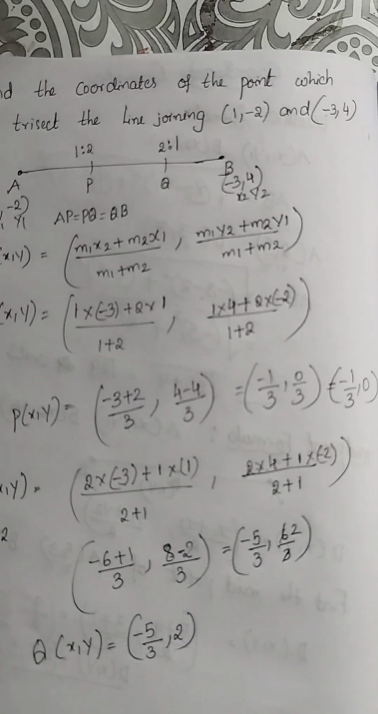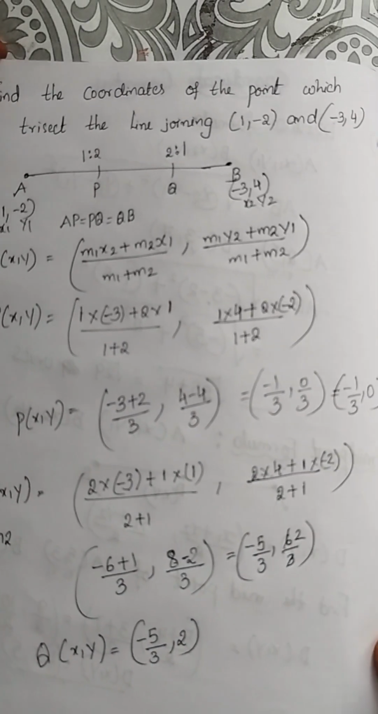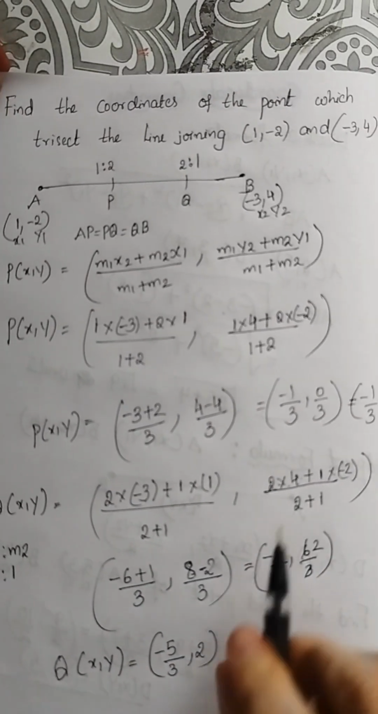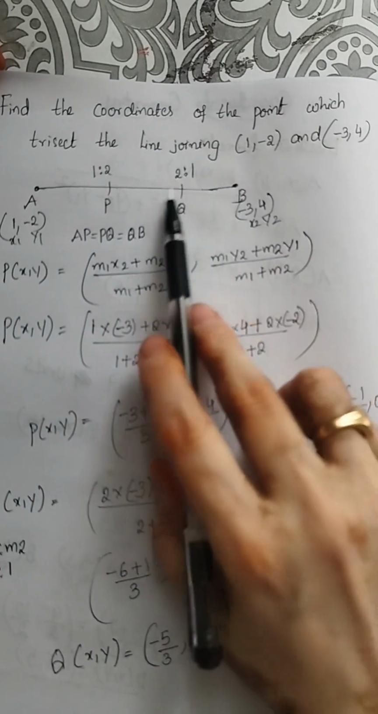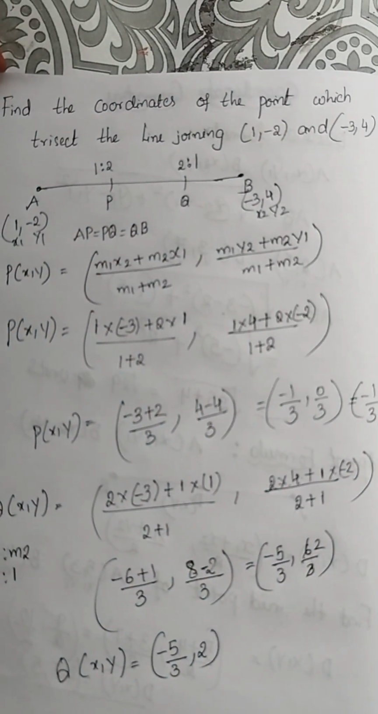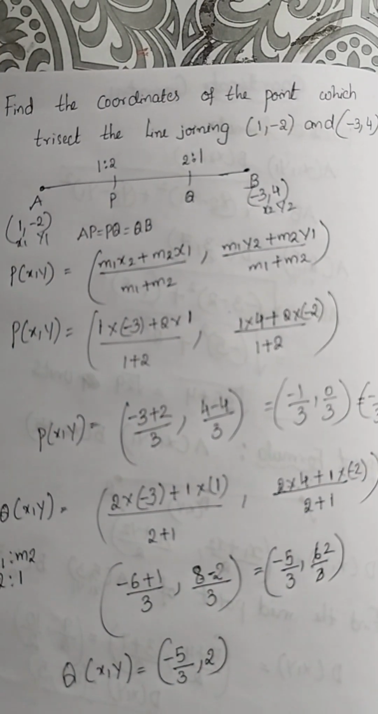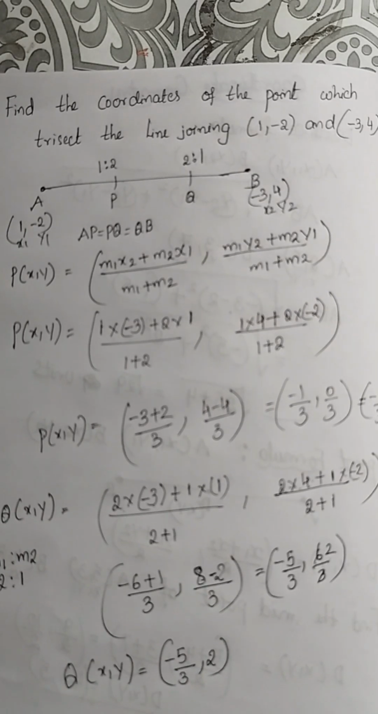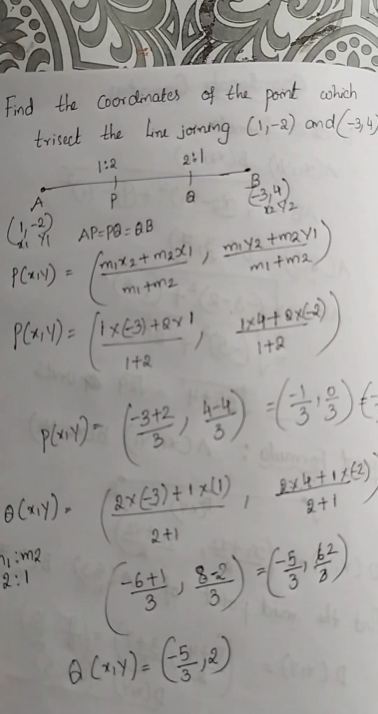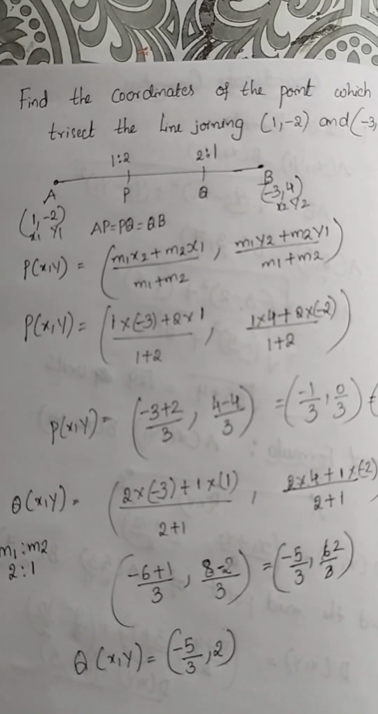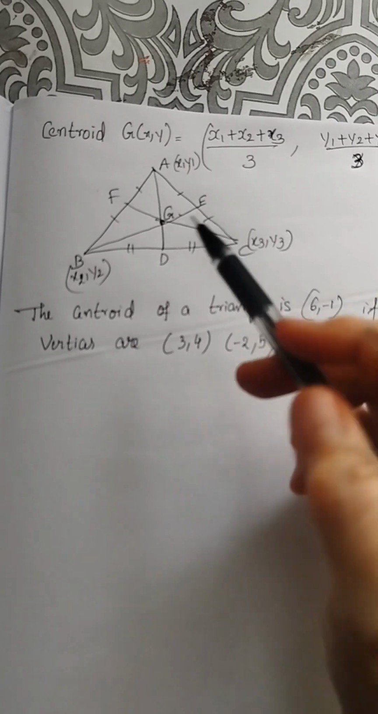So this is how we find the coordinates of the points which trisect the given line AB into 3 equal parts. Okay, so next model. I hope this is clear to you. Next is the centroid formula.